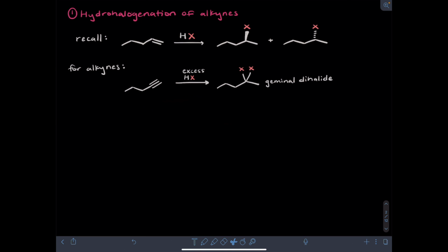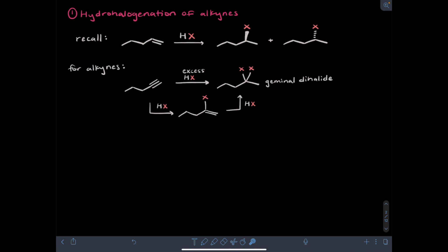For alkynes, which contain two pi bonds, these can be treated with excess HX, where X is chlorine, bromine, or iodine, and this forms what's known as a geminal dihalide product. So Markovnikov regioselectivity is observed. There have been two new hydrogens added to the less substituted carbon, and two halogens added to the more substituted carbon.